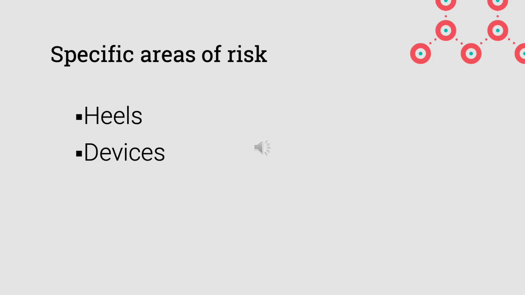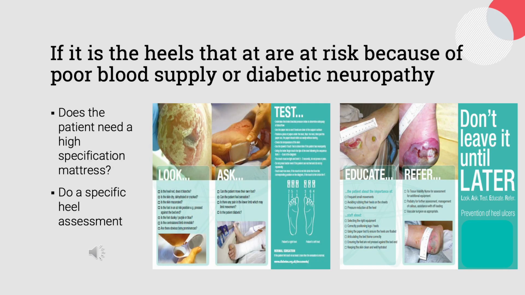So the next few slides are just going to focus on two specific areas, so that's heels and device related pressure damage. So if your patient's heels are at risk because of poor blood supply, diabetes, diabetic neuropathy, think about what they need. Do they need a higher specification mattress, or do they need some specific heel offloading devices? Think about, if you're going to go for heel offloading devices, the kind of device you're choosing. If necessary, get some advice from your tissue viability team or podiatry team, and think about what is going to work best for that patient long term.